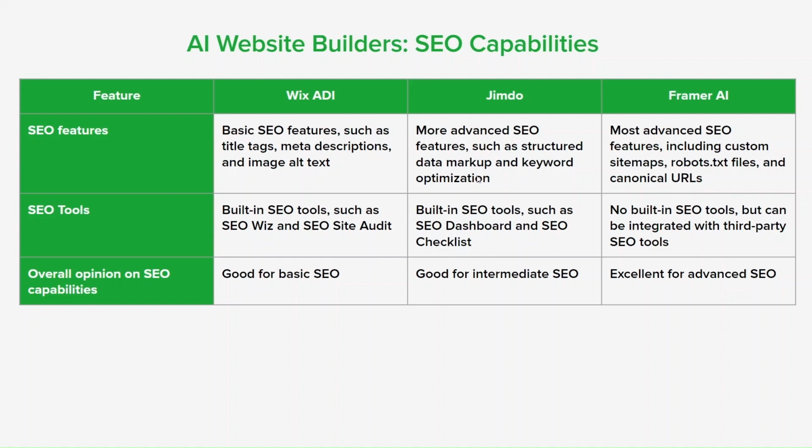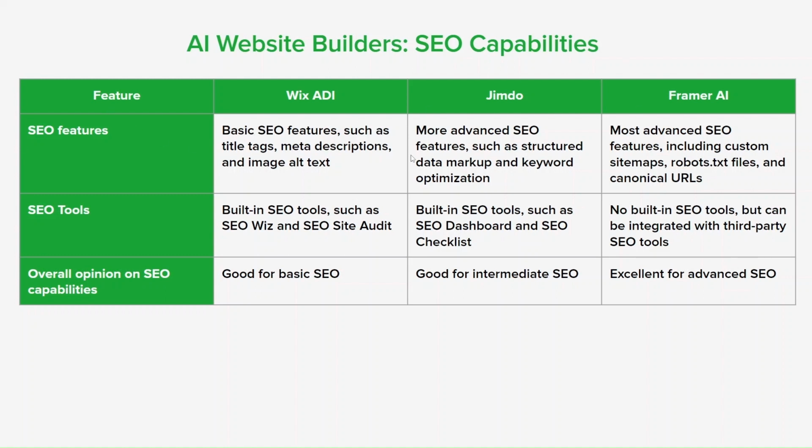Jimdo offers a bit more advanced features than Wix, including structured data markup, keyword optimization, and things like that. Structured data markup is a way of marking up your website's content so that search engines can understand it better and easier. And keyword optimization will help you use relevant keywords throughout your website's content. Jimdo also offers a built-in SEO tool called SEO Dashboard, and it provides you with insights into your website's SEO performance. Out of all of them though, Framer AI is probably the most advanced. It includes features like custom sitemaps, robots text files, and canonical URLs. Framer AI does not offer any built-in SEO tools, but it can be integrated with third-party SEO tools as well.